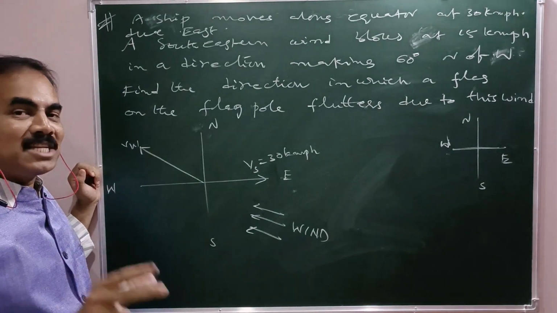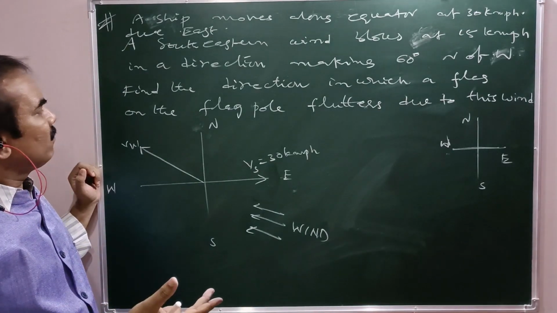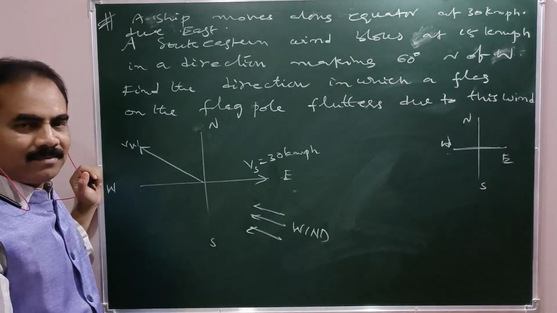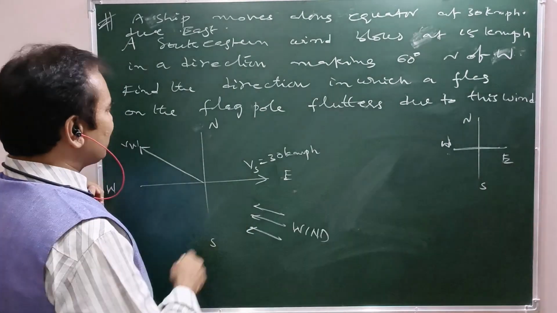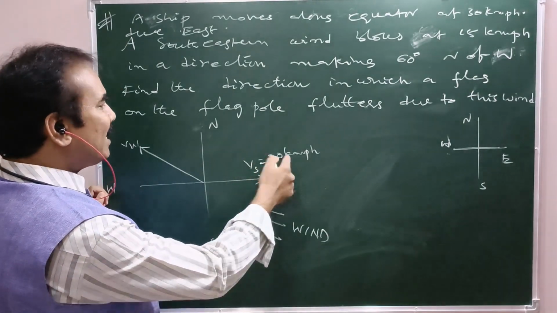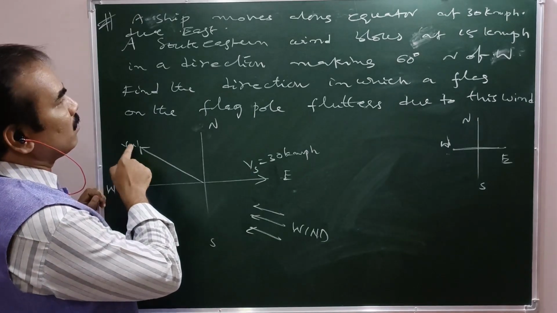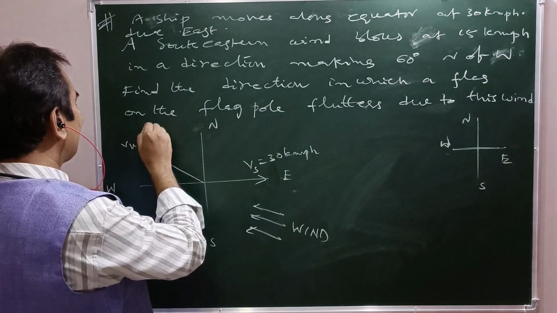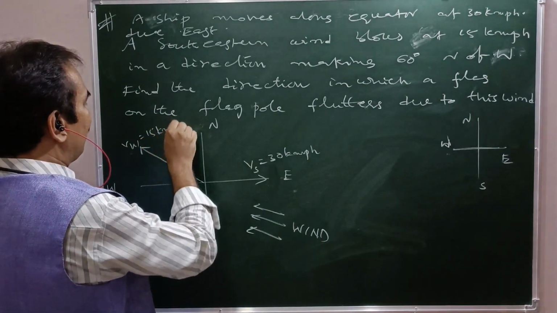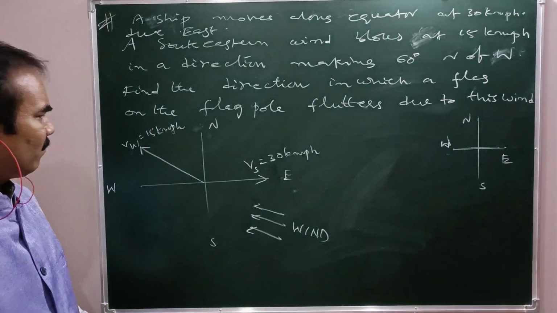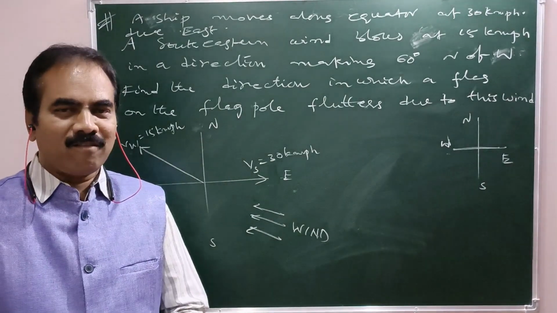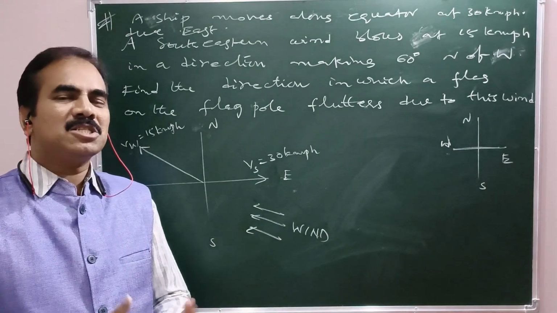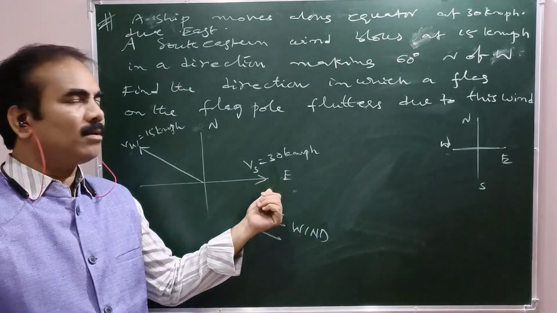We need to find the direction in which the flag flutters. Here Vs is 30 kmph, and VW, the velocity of wind, is 15 kmph. What is the direction in which the flag flutters? It means the velocity of wind with respect to the ship.